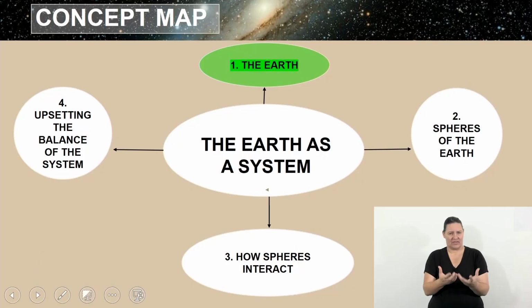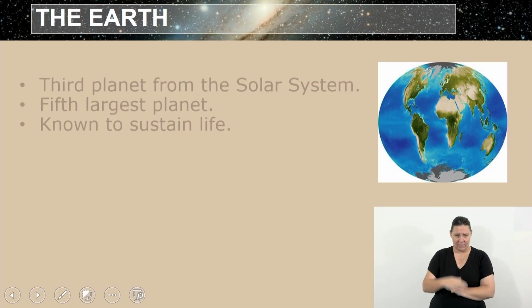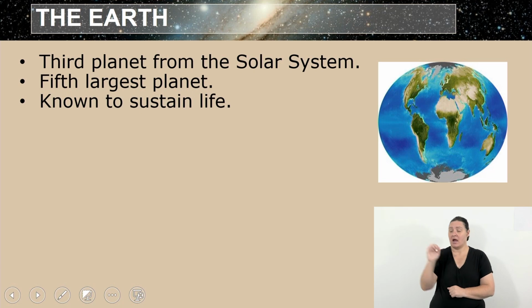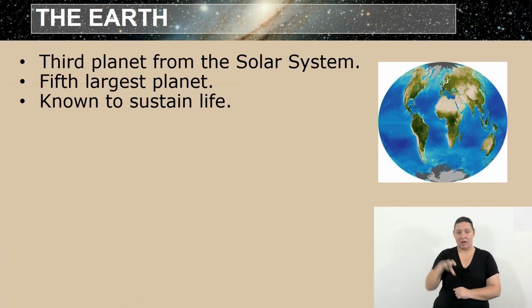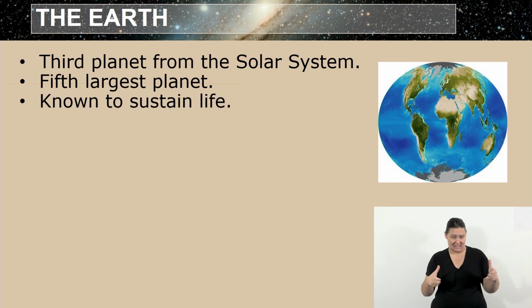Welcome back, learners. Let's look at the first concept, which is the Earth in the solar system. Now remember, we said that planet Earth is the third planet from the Sun in our solar system, and it's the fifth largest planet in the solar system, and it is known as the only planet that can sustain life.